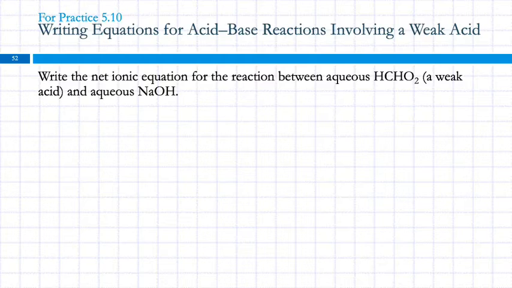This one involves a weak acid. Write the net ionic equation for the reaction between aqueous HCHO2, and it specifically says a weak acid. It also has it up in the title, and if we find this in the list of acids, it's not in the list of strong acids. So this is a weak acid. So we've got this and NaOH, and we're supposed to write a net ionic equation.